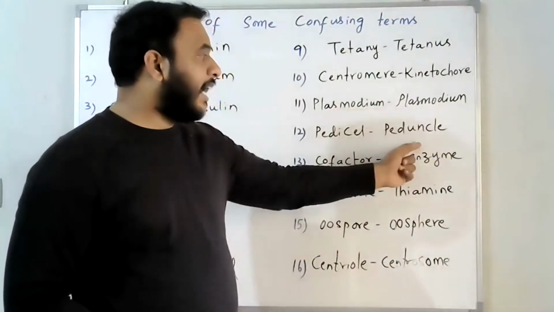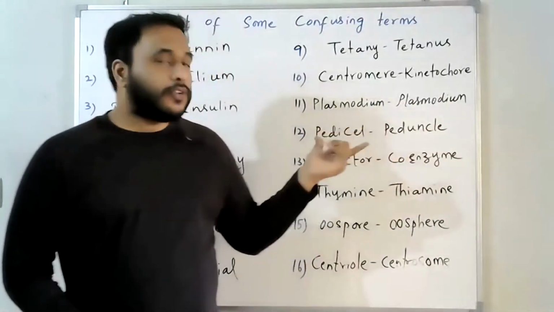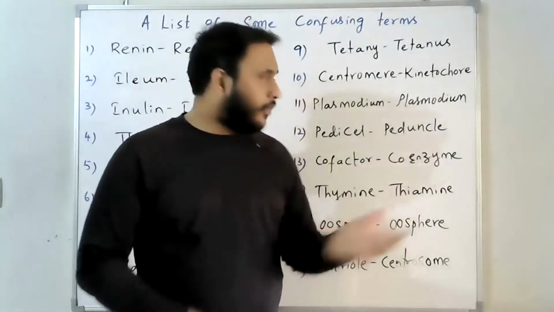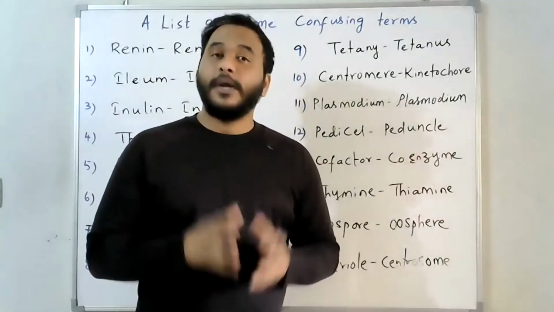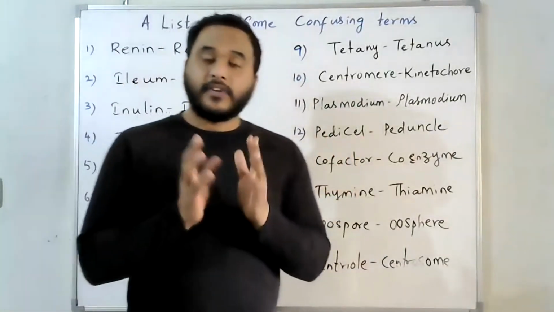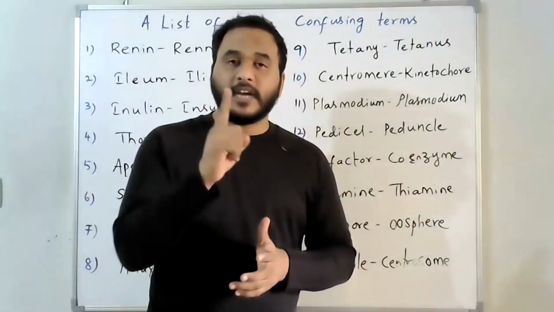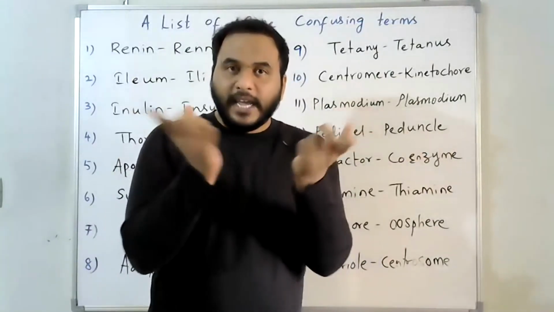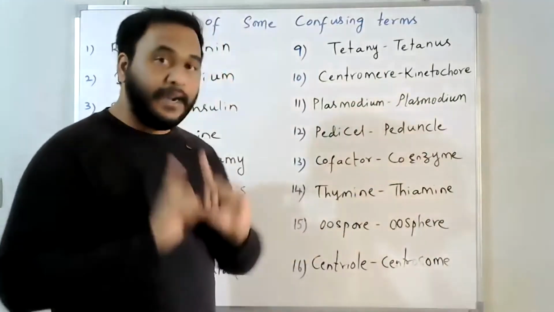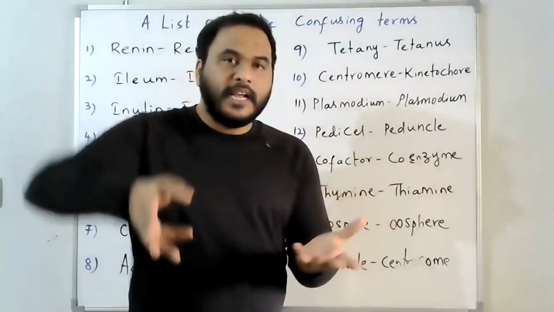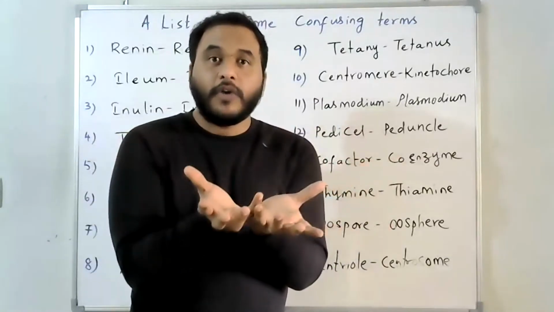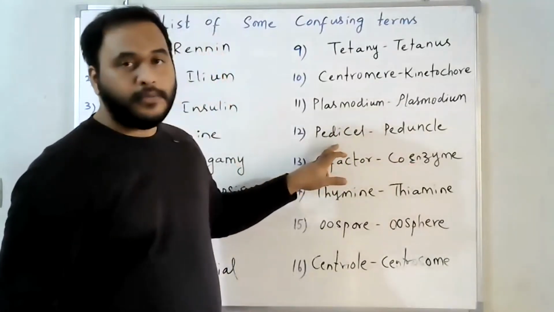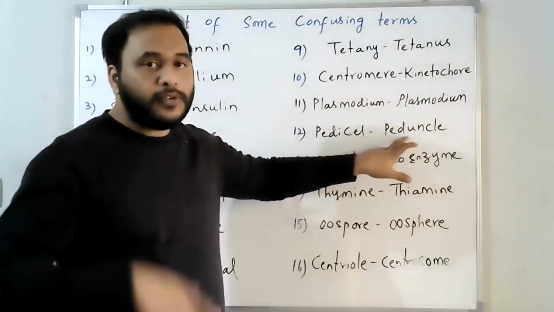Next, pedicel and peduncle. It is also a most confusing term. Pedicel is a stalk-like structure. Peduncle is also a stalk-like structure. But the pedicel is a stalk for only one particular flower, whereas the peduncle is a stalk for the entire inflorescence. What is meant by inflorescence? The complete arrangement of flowers. That is inflorescence. One particular flower, pedicel, stalk; entire inflorescence, peduncle.